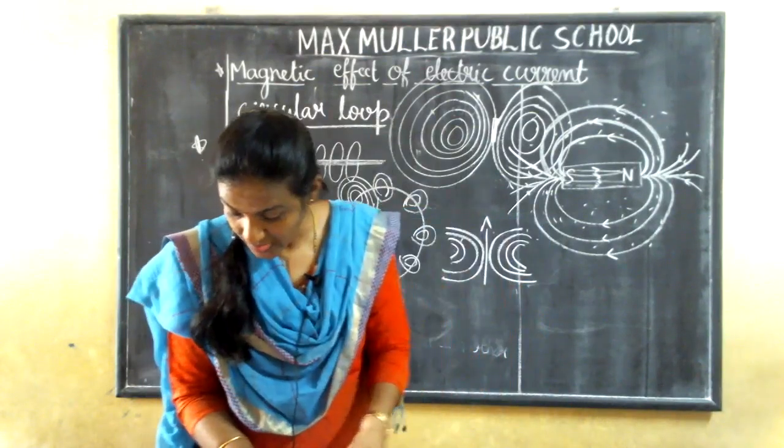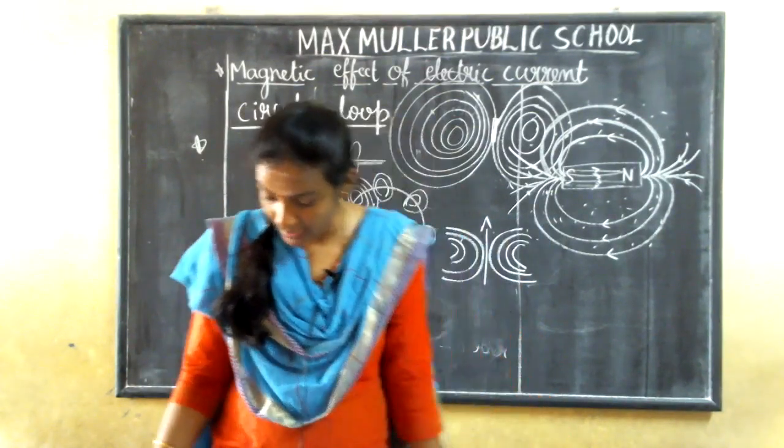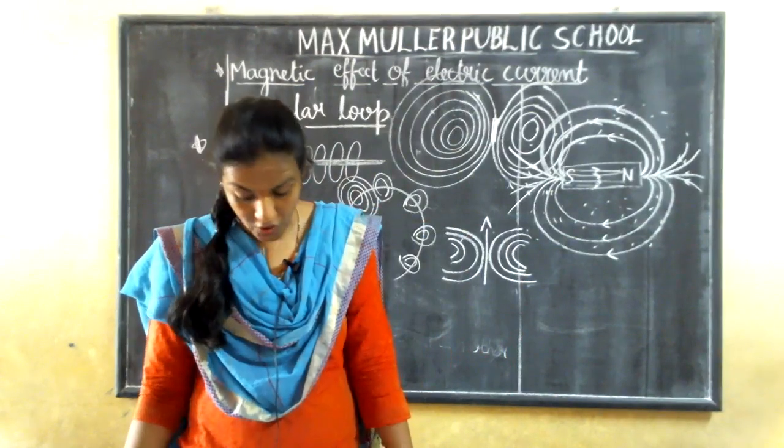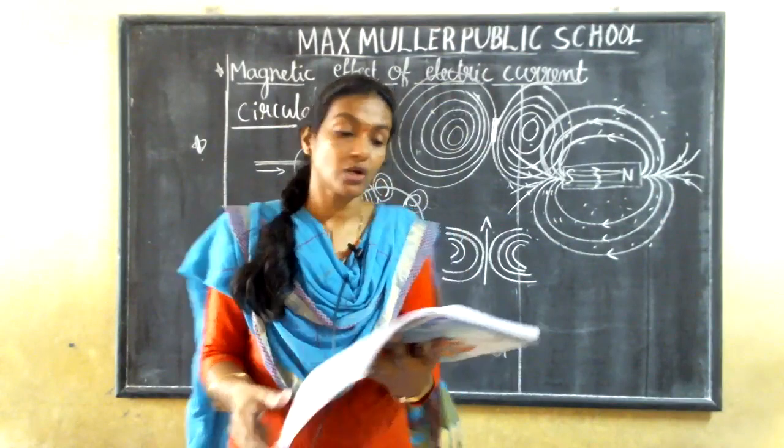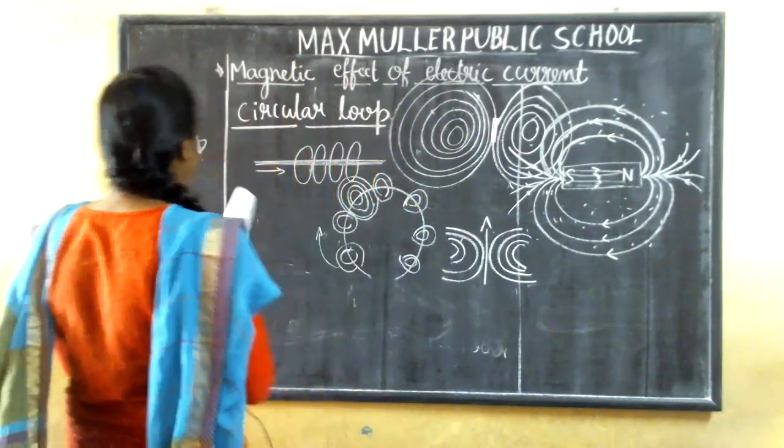Next point here: if the current flows in the anti-clockwise direction, that magnetic pole is north. If the current flows in the clockwise direction, that is south. Anti-clockwise and clockwise direction.